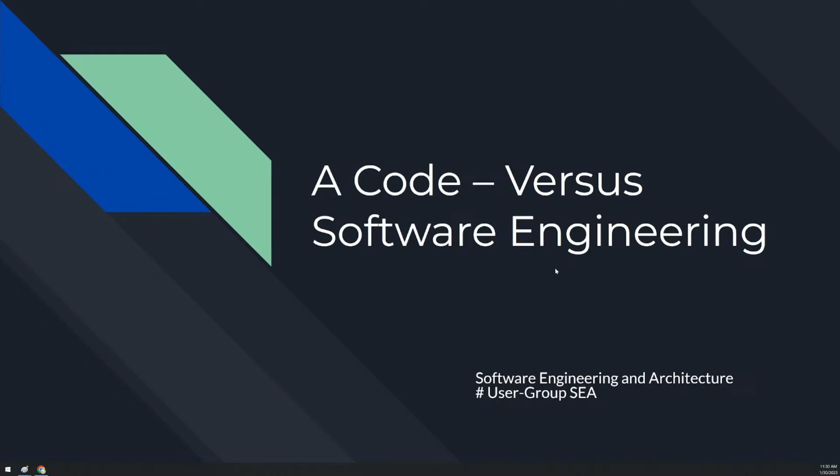Code versus software engineering. Code is like the number 37, and software engineering is when you program stuff. All right, this was a good talk. I guess I'll talk to you guys later, and see you next Monday.